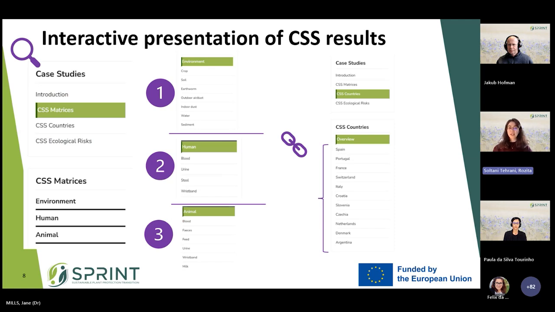Now, let's look at how users can explore the dataset. There are 2 main ways to navigate. First, users can explore the data by matrix, by country, or by combining both options. For example, after selecting a specific matrix, such as environmental or human, they can choose a particular compartment and access more detailed visual information about the analyzed substances in the compartment. Alternatively, users can select a specific case study site or country. This allows them to dive into all analyzed substances across different matrices within that site. So depending on the research question, users can either focus on one matrix across countries or focus on one country across matrices. This flexible navigation allows different types of comparison. Next slide, please.